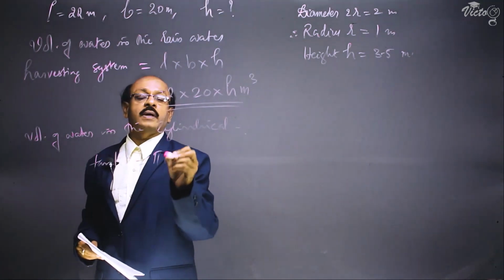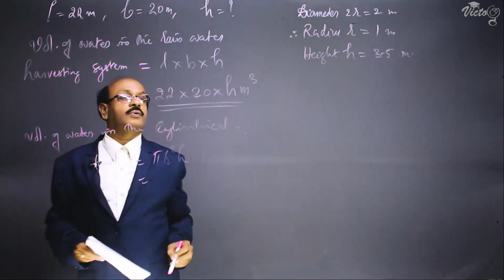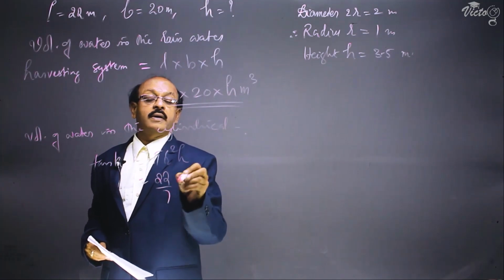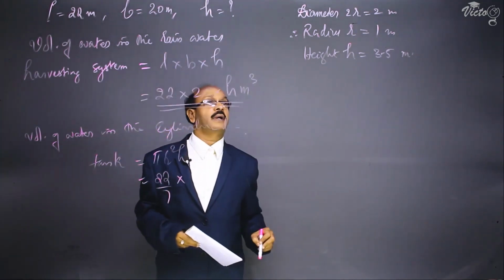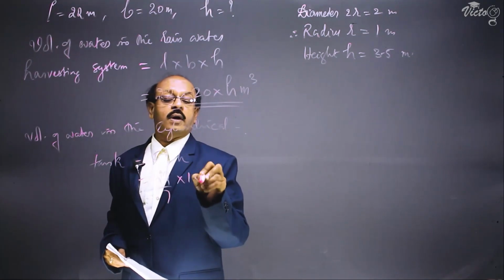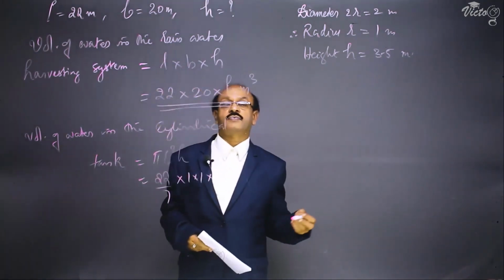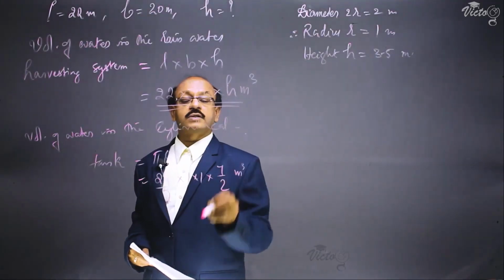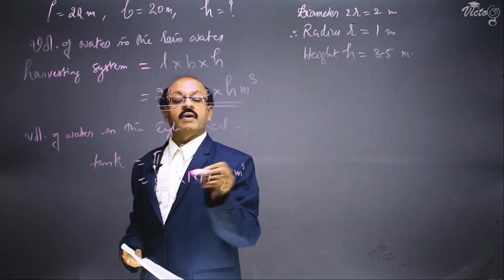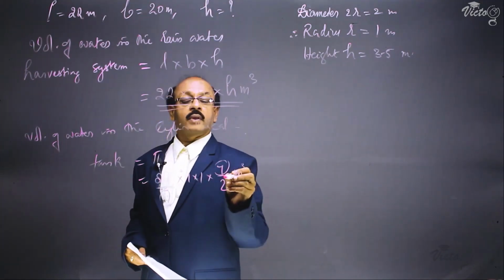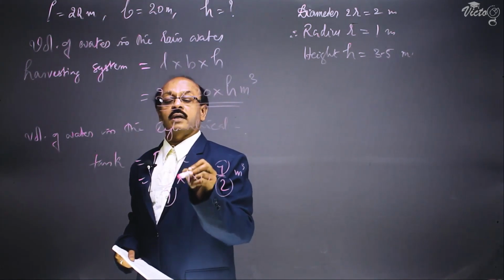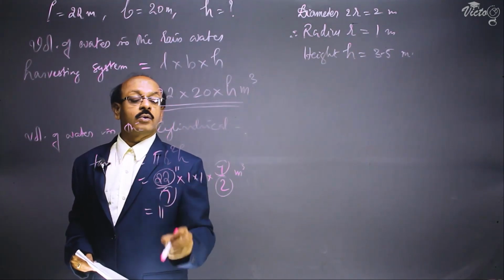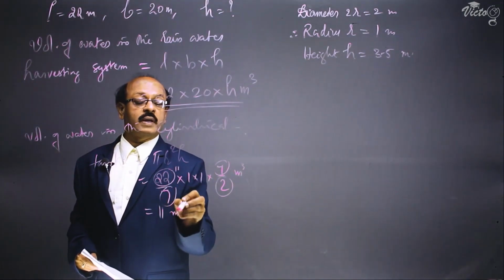Which is equal to pi r square h. We have to give the values. Pi is equal to 22 by 7. Radius is equal to 1 into 1 into h is equal to 3.5, which we can write as 7 by 2 meter cube. On simplification, this 7 and 7 get cancelled. 2 and 22 also get cancelled, which is 11. Is equal to 11 into 1 into 1, which is 11 meters cube.